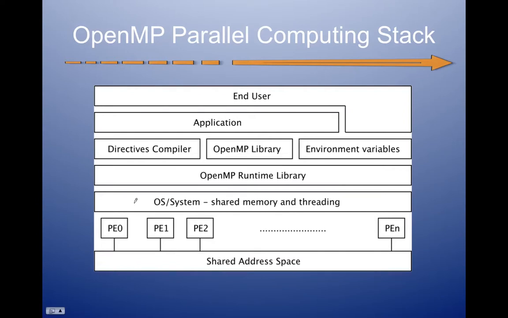In the computing stack, you have the machine, you have the OS, you have the OpenMP runtime libraries that will manage the threads and allocate the work on the threads, the OpenMP libraries to provide you the runtime API, and you have the compilers that will take the directives in the code to generate the parallel code. And you have some environment variables that you can use to specify, for instance, the number of threads, etc.